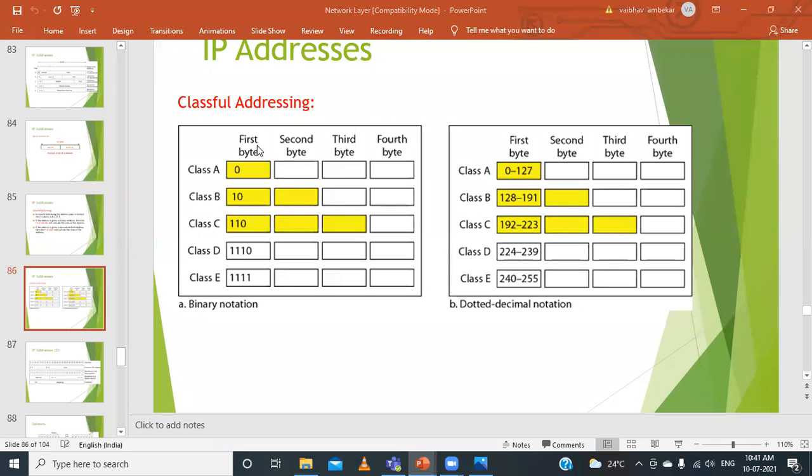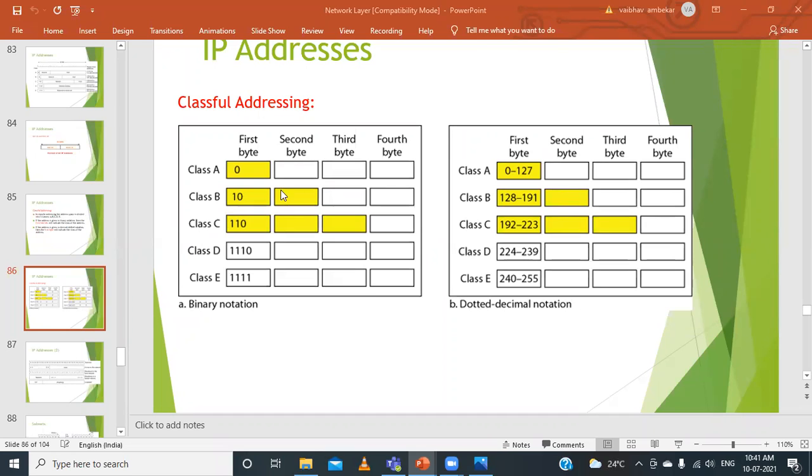So in this case, we have first byte, second byte, third byte, and fourth byte. When we say class A, and if you are representing in binary notation, the first bit, if it is set to 0, then we can consider it as class A. If you want to know whether an IP address belongs to class A or B, depending on these values, we can identify it. If an IP address belongs to class C, then the starting few bits will be 110. And if the starting 2 bits are 10, then it belongs to class B.